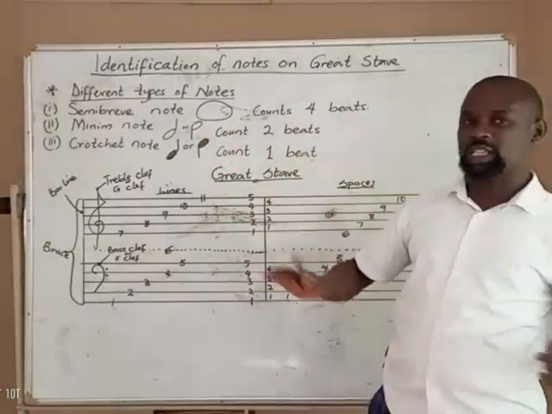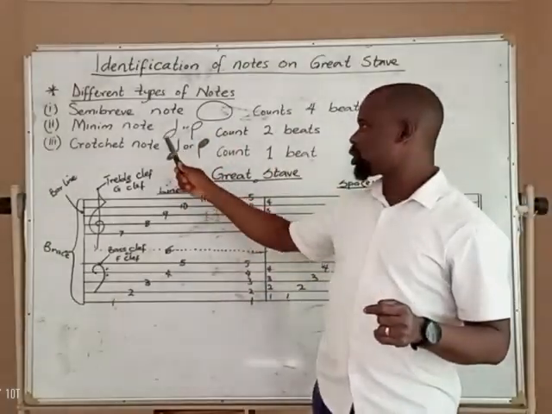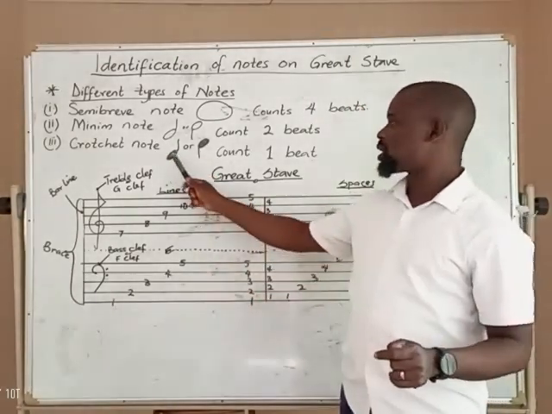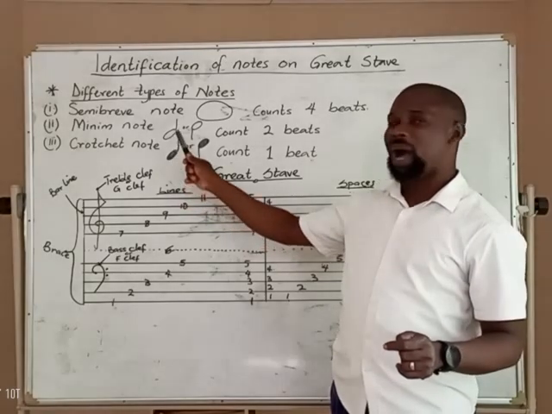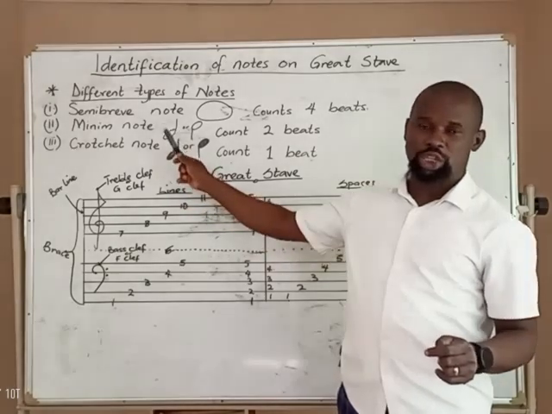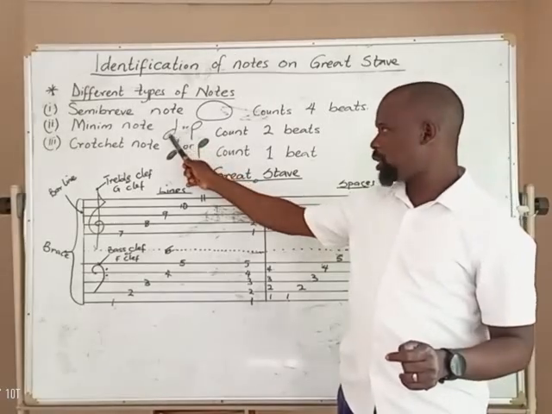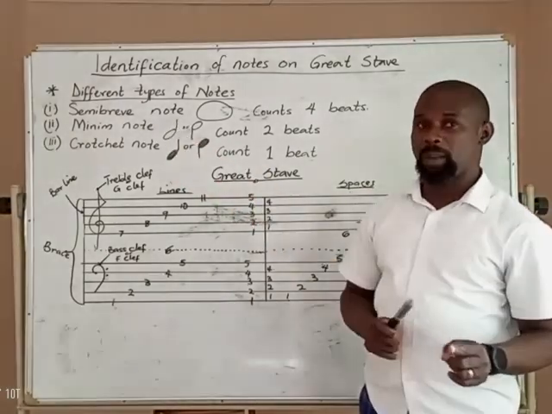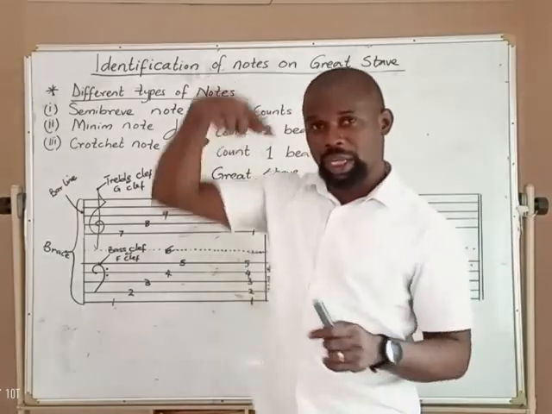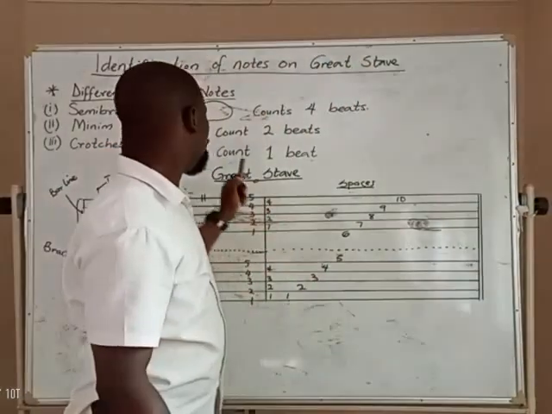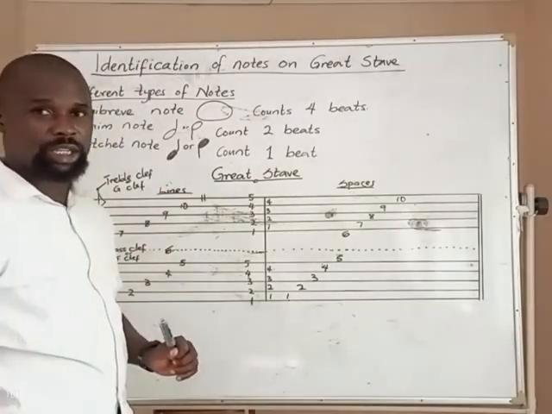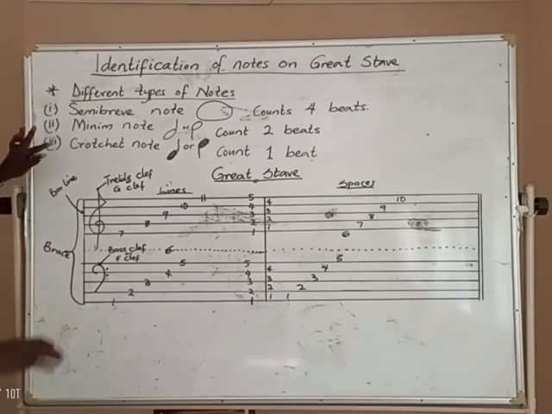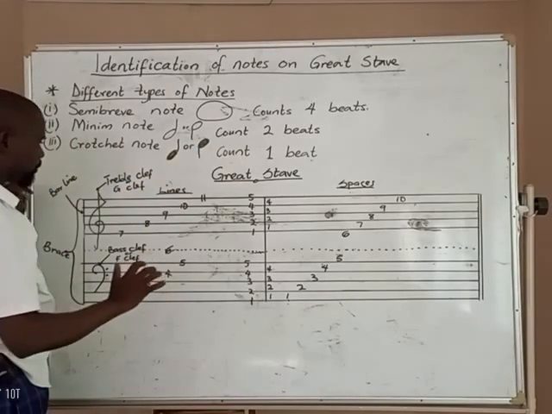Now, what are the differences between the minim and the crotchet? A crotchet note is shaded, while the minim note is not shaded. The minim counts 2 beats. It is made up of an oval shape and a stem. The stem could either be pointing up or pointing down. Likewise, the crotchet could also point up or down, as I've shown here on the board.